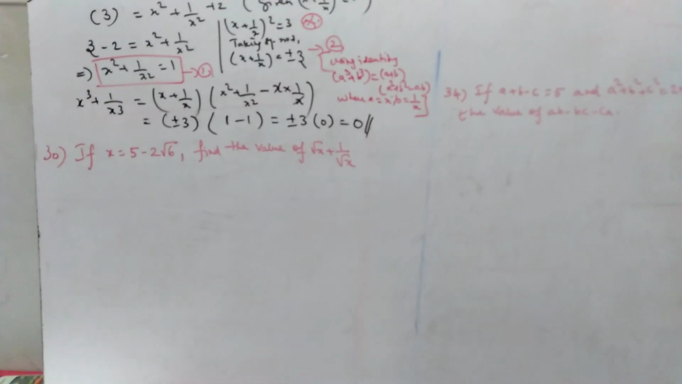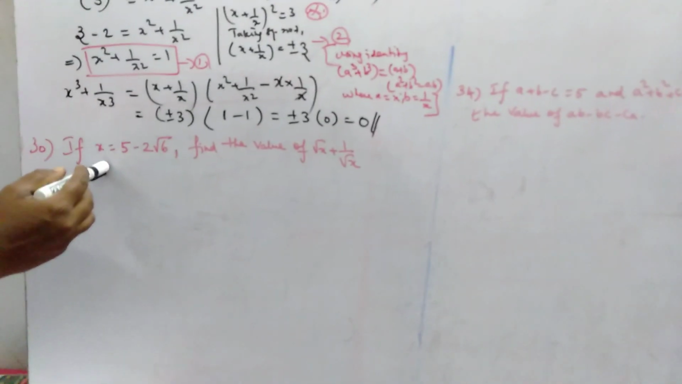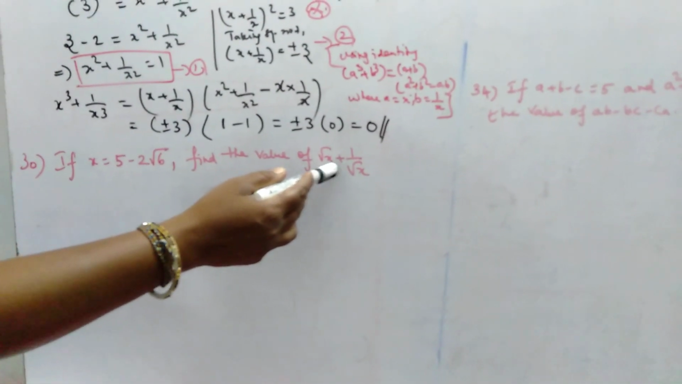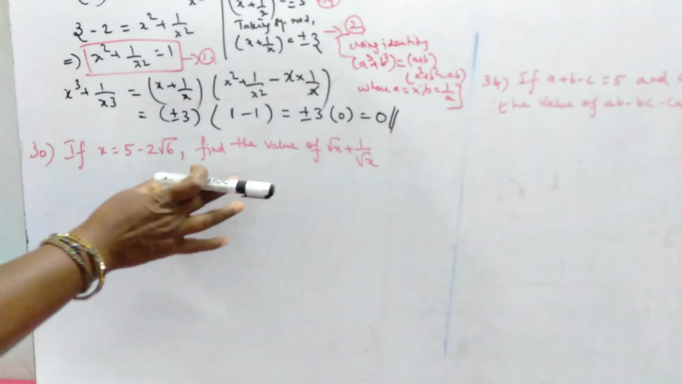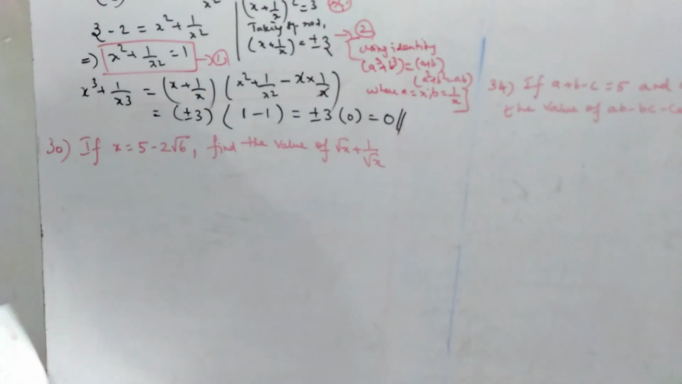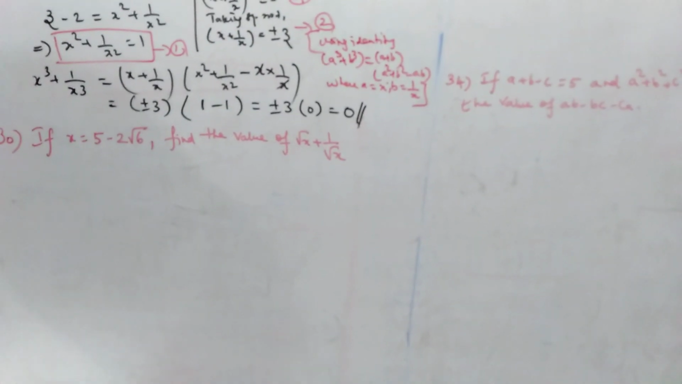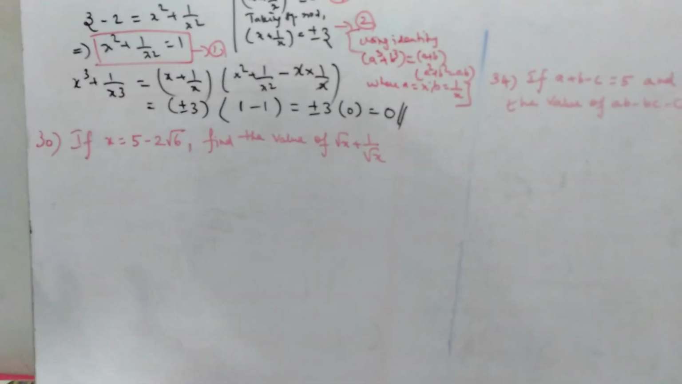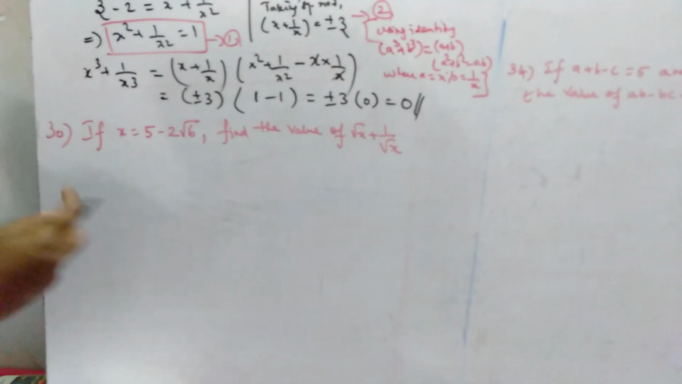Right? This is the solution of this x³ + 1/x³. Next, the question is, if x = 5 − 2√6, we are supposed to find the value of √x + 1/√x. This is the same method which is given in example 8 of this exercise 3.2. Okay. So let us go with the solution.